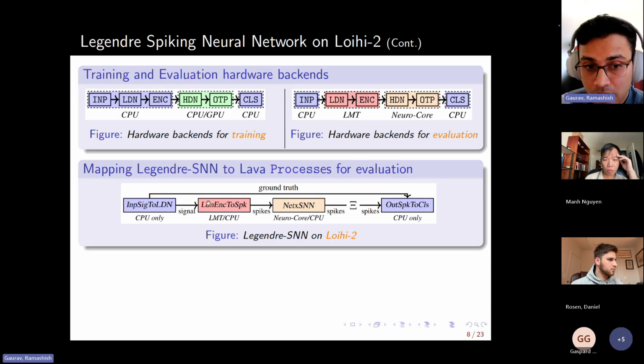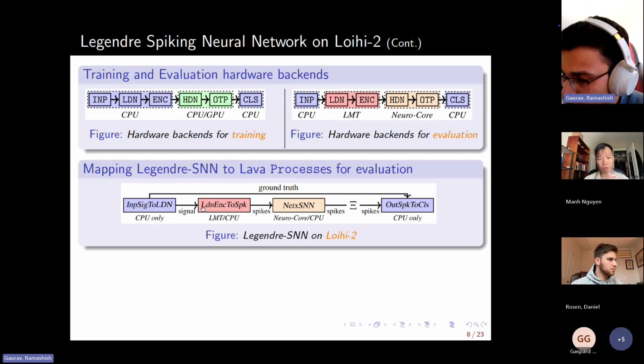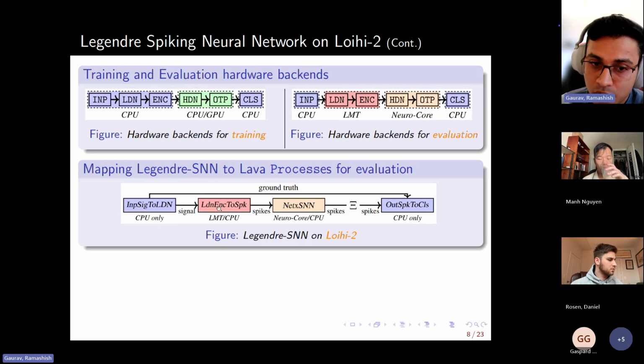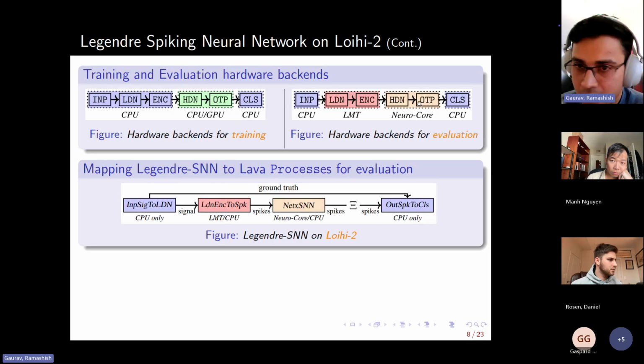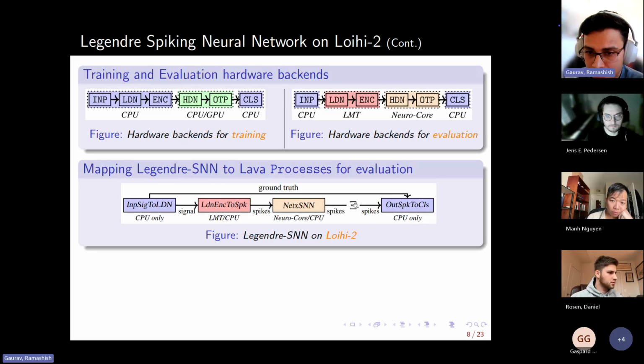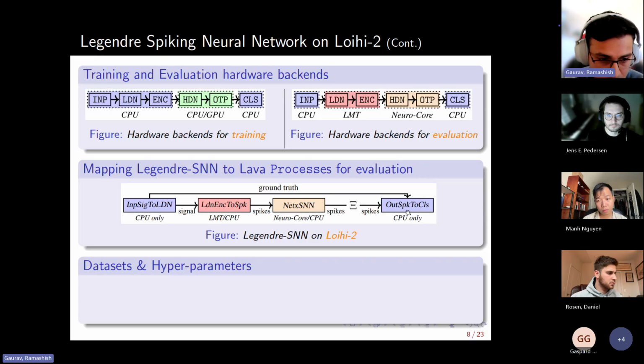Once the state vectors, or the temporal features from the signal, have been extracted and encoded to spikes, those spikes are sent to the NetX-SNN for constituting the hidden and the output layers, and eventually through adapters you get them to the output spike to class classification process, simply to infer classes from there.